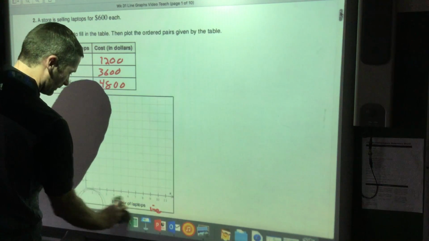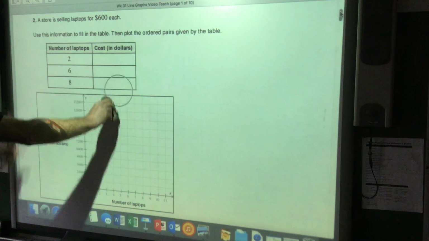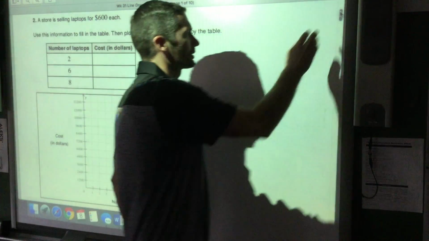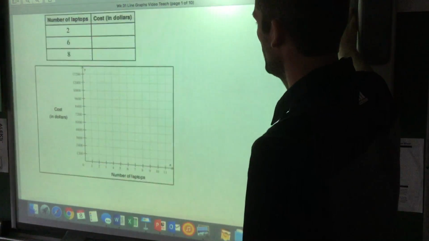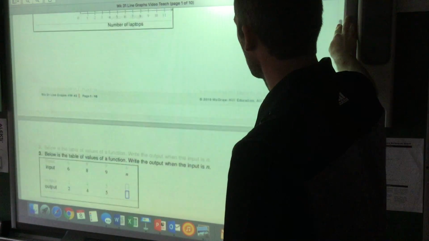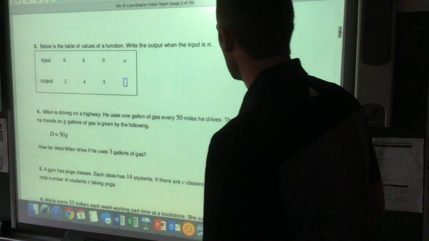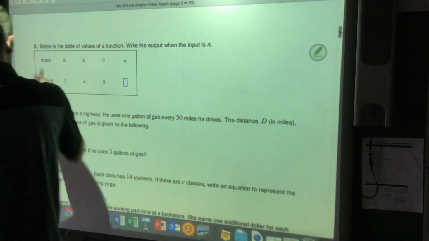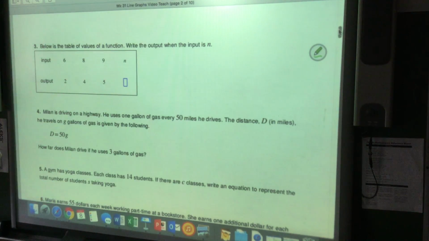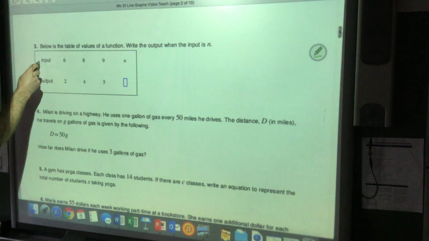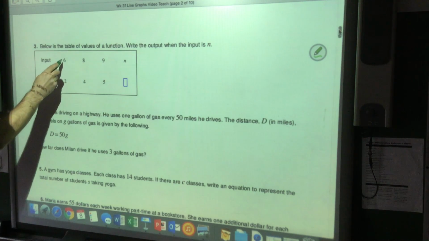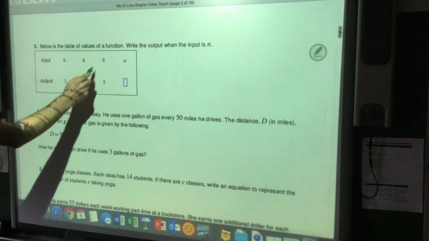All right. So that's a big thing we're doing this week. We're making T-charts. We need to know our independent and our dependent variables and go from there. Below is the table of functions. So this is my input, this is my output, this is my independent variable, my dependent. Put this in, get this, put this in, get this.